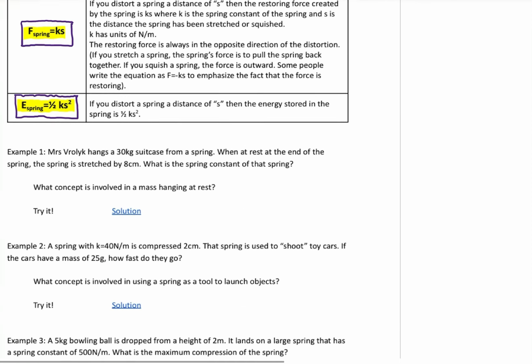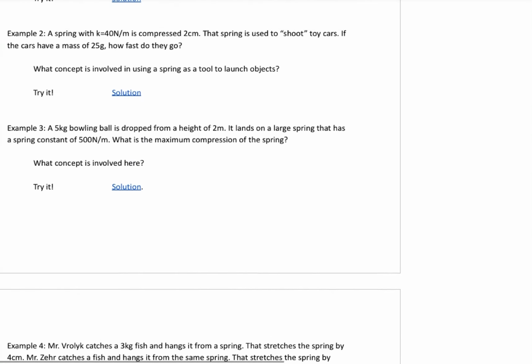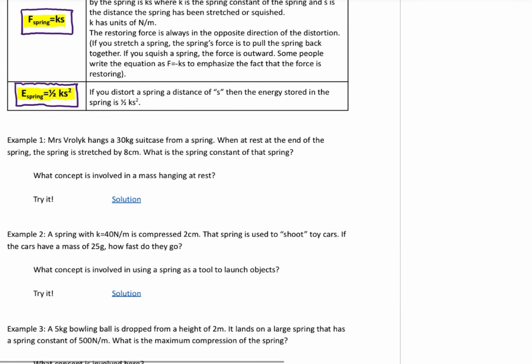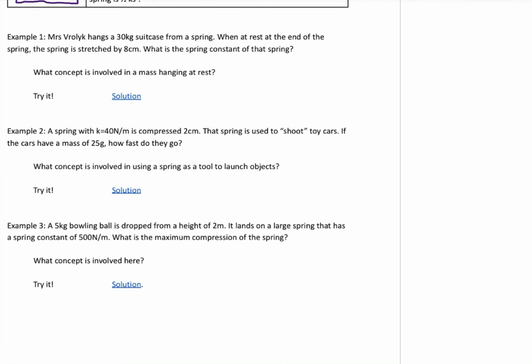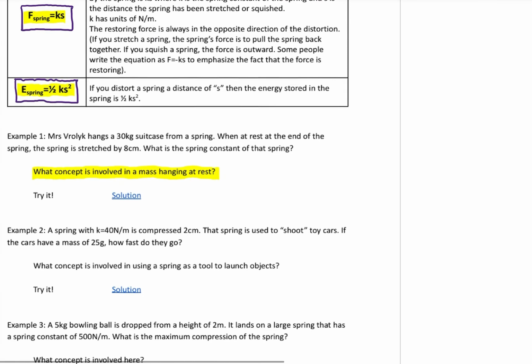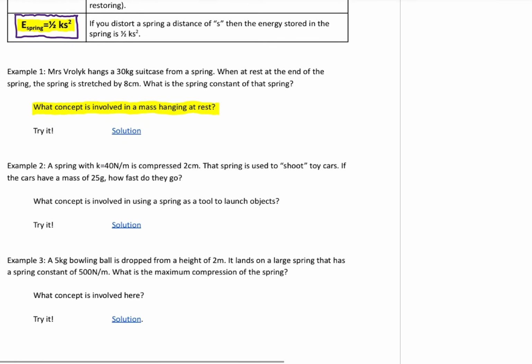In the note, when you look down, there are 4 examples down here, and they really just work through whether using F equals K times S or E equals 1/2 ks squared. So I suggest you read through them, think about what concept is involved. This first example, my wife loves to travel and she always puts way too much junk in her suitcase and they weigh a ton. So imagine a suitcase hanging from a spring, not unlike the lab you did. What concept was involved in that? That'll tell you which equation you use. Is that a force Ks equation or energy 1/2 ks squared equation?